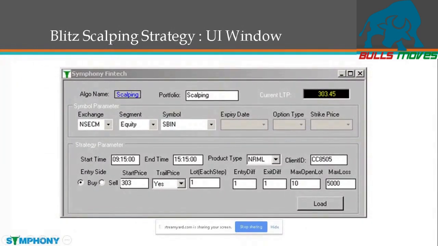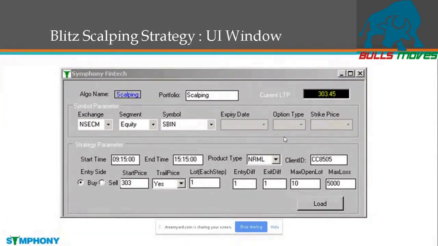And then you have to mention the maximum loss, like whatever mark to market. Let's say if the mark to market loss reaches 5,000 rupees, the system will exit all your trades. So you can mention the maximum loss also. In this strategy, there is no actual stop loss. There will be the overall maximum loss, and you will get the profit target also in this strategy.